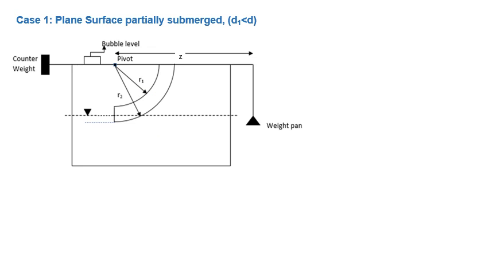So it has two cases. Case 1 is for partially submerged surface when d1 is less than d. So d1 is the distance from the bottom of toroid to the water surface, and d is the thickness of this toroid, or you can say the height of this vertical surface. So this is a schematic diagram where this is the water tank, and this line represents the rod, and on one side of this rod we have a counterweight. It is provided with a bubble level, and this is the pivot point, or you can say fulcrum or point of rotation for this rod, and on the other end we have this weight pan on which weight is placed, and its distance from the center of this weight pan to this pivot point is Z.